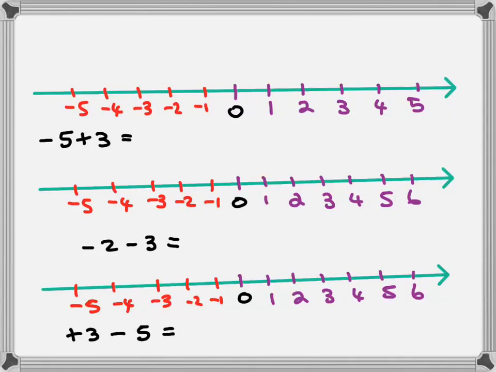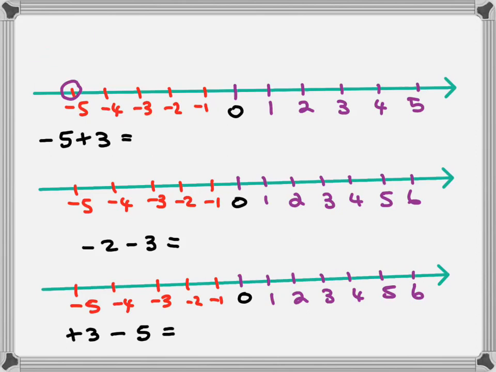Okay, now we're going to look at how to add and subtract using negative numbers. Let's look at this first one over here. Minus 5 plus 3. So we go to minus 5. Now remember, plus is in that direction because we're going towards the positive numbers. And minus is in this direction. That's if you're making a number even smaller.